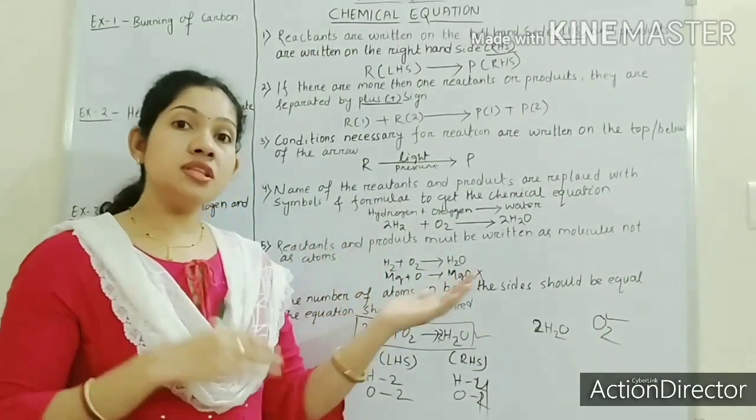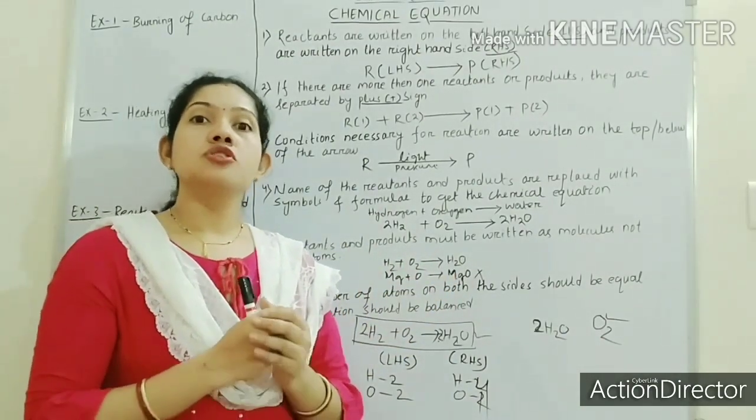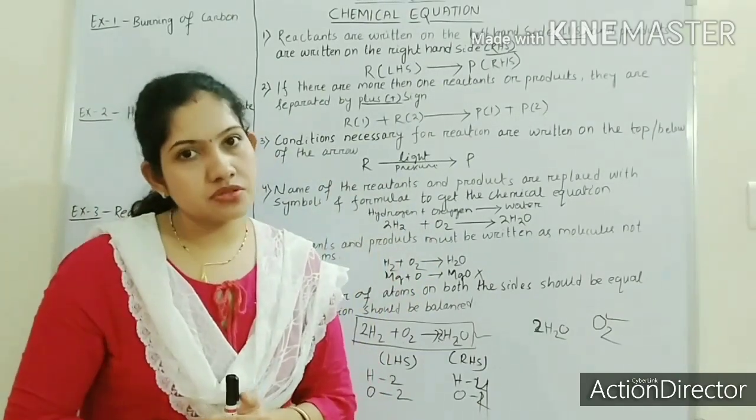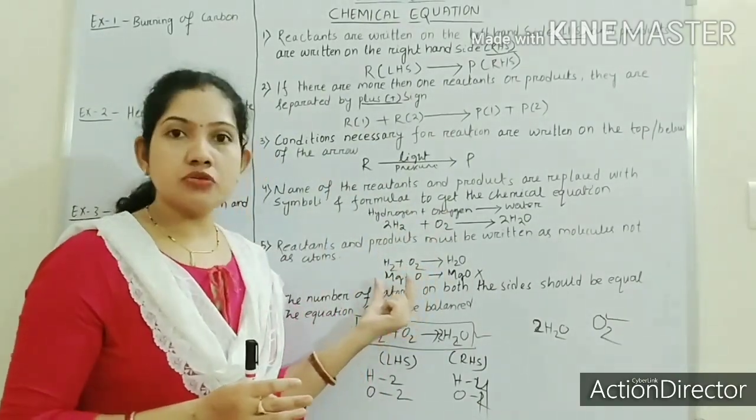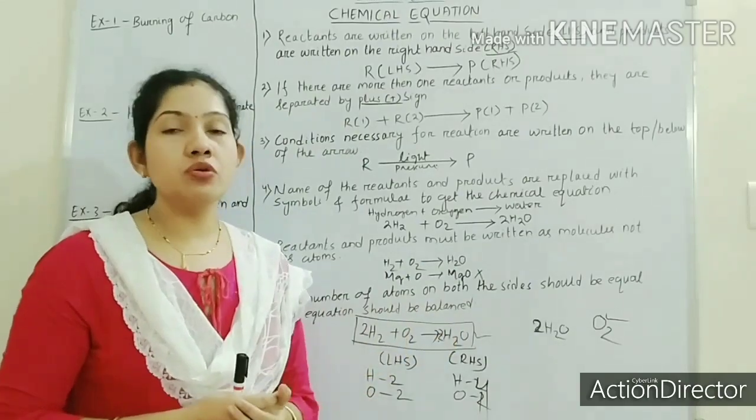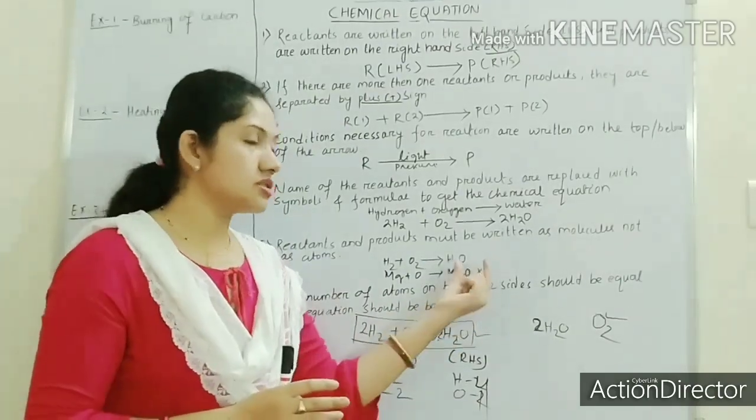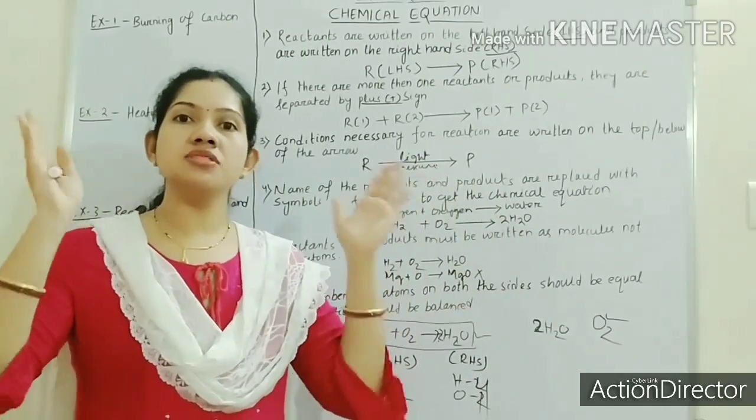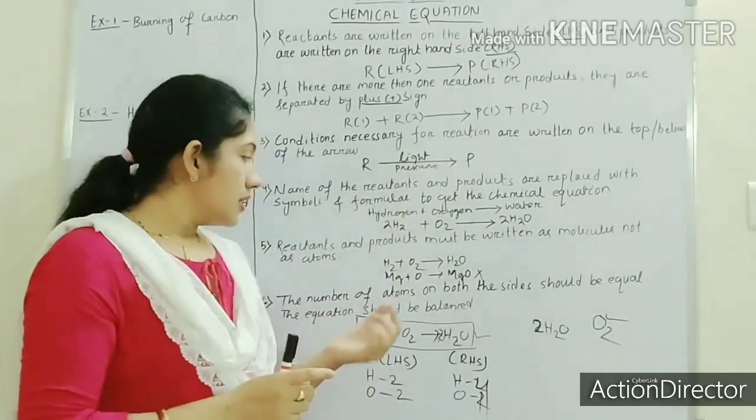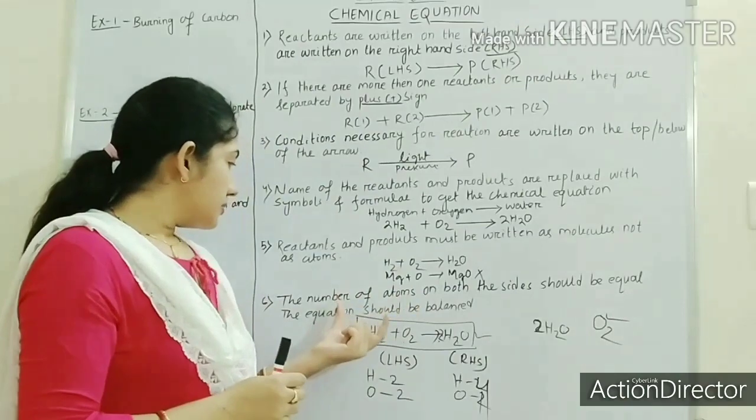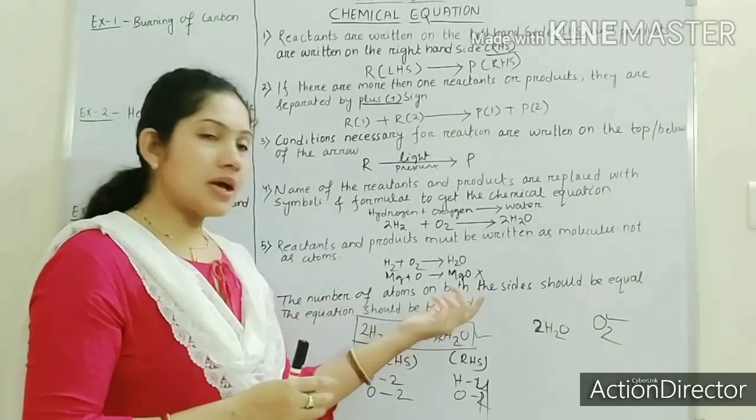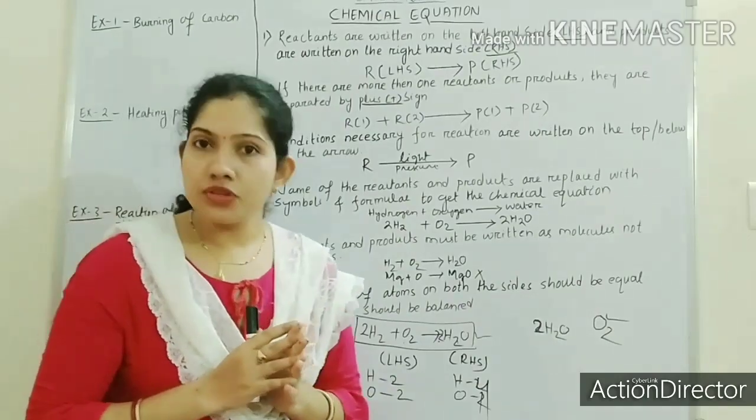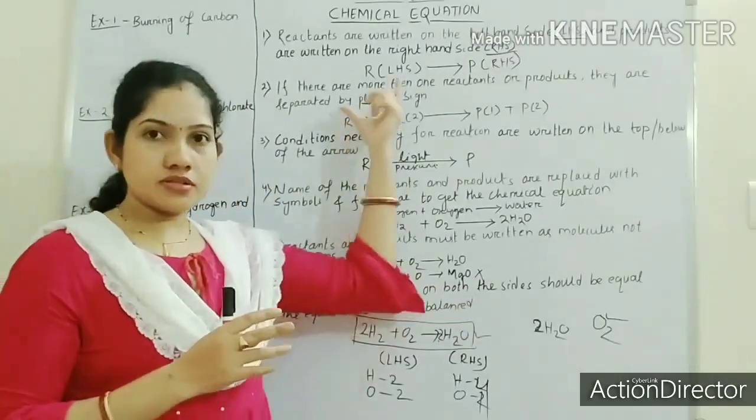Next, both the sides of a chemical equation should have an equal number of atoms. The number of atoms present towards the left hand side should be equal to the number of atoms present towards the right hand side. So we should always check whether the number of atoms are equal or not. The last one is we have to balance both the sides of the equation, and here I have given some examples.